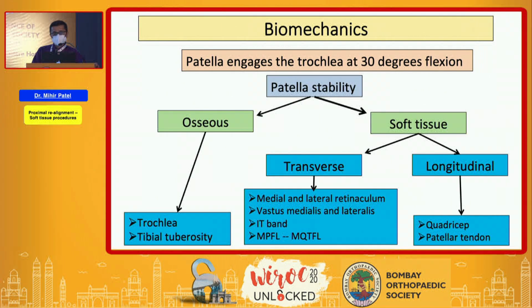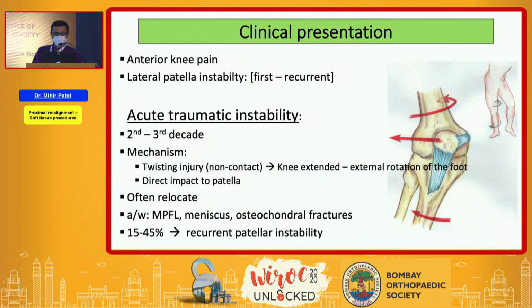Patella stability is decided by osseous and soft tissue structures, mainly the trochlea, tibial tuberosity, and soft tissue can further be divided into transverse and longitudinal, transverse being medial lateral retinaculum, the vastus medialis lateralis, the IT band, the medial patellofemoral ligament, and the newly known medial quadriceps tendon femoral ligament as well.